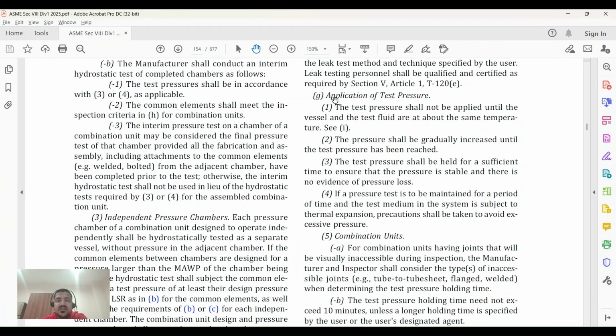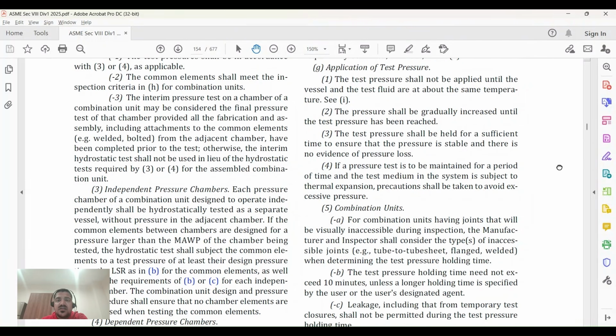Further, in UG 99, we have a subclause UG 99G, application of test pressure. There are certain requirements given with respect to pressure application when the vessel undergoes a hydrostatic test. What method you shall follow when you are applying the test pressure.